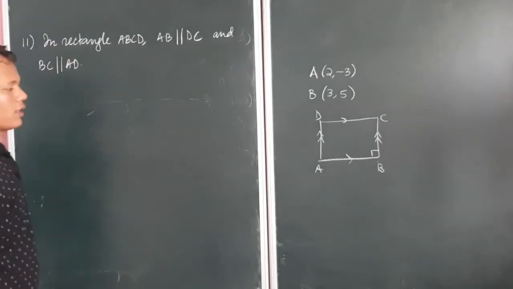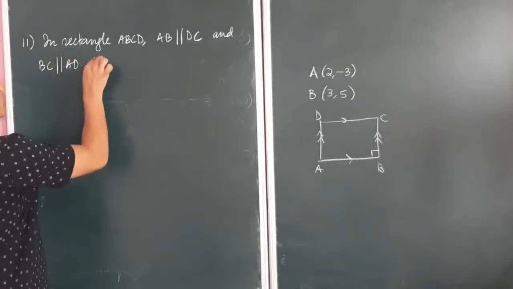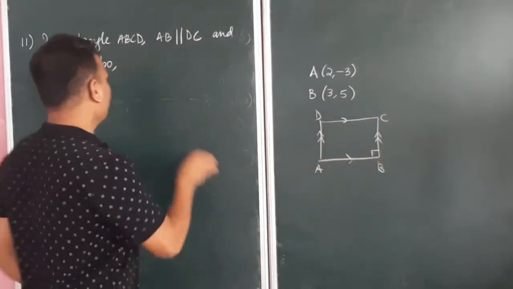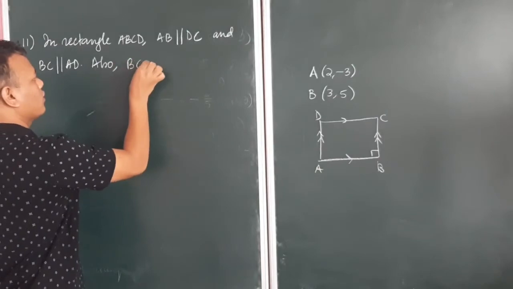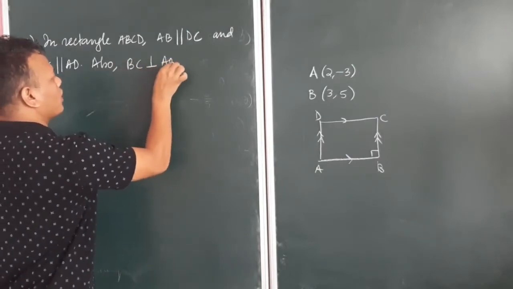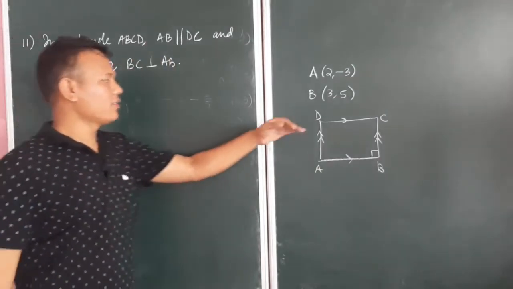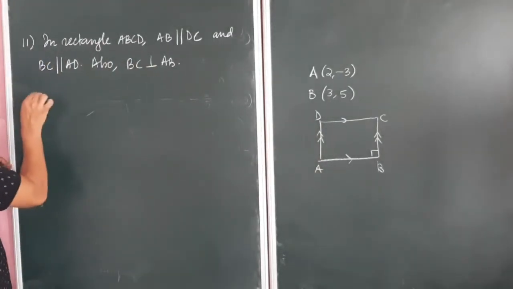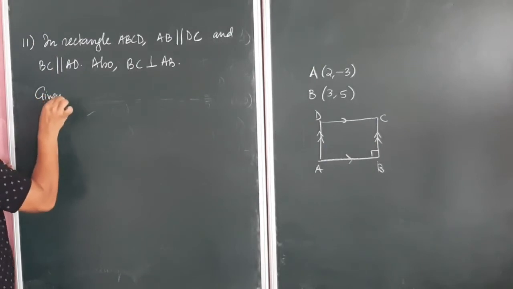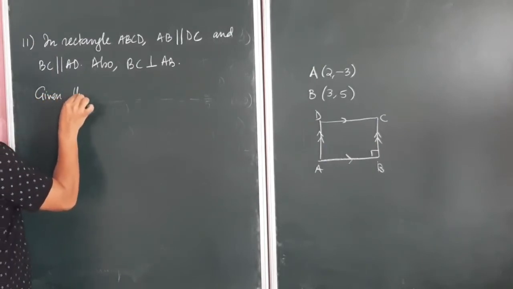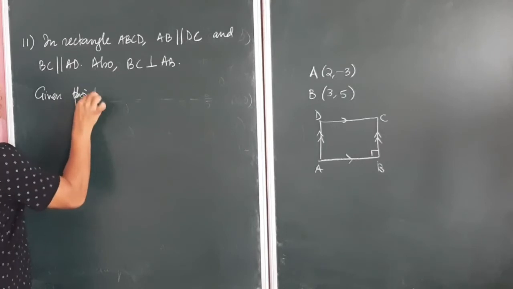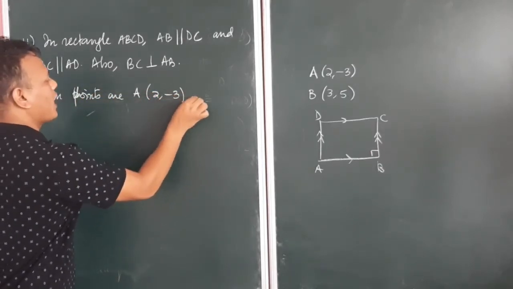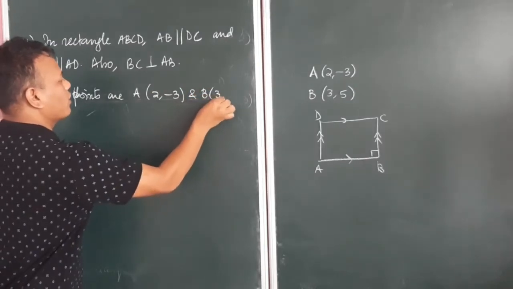So these two things are there. Also, we say that BC is perpendicular to AB, right? So BC is perpendicular to AB. So these are the main things that we need in this particular question. Okay, given points are A, that is 2 comma minus 3, and B, that is 3 comma 5.